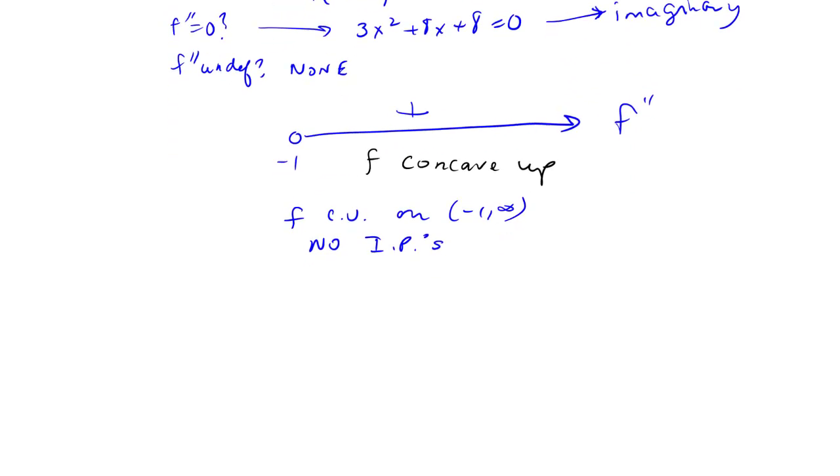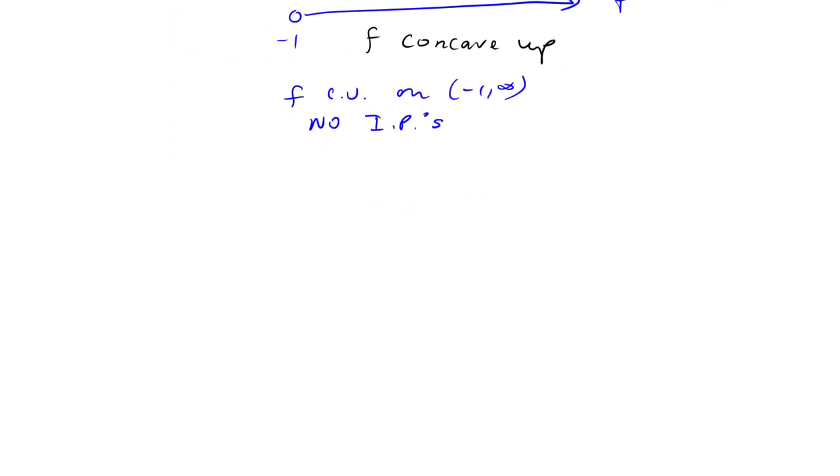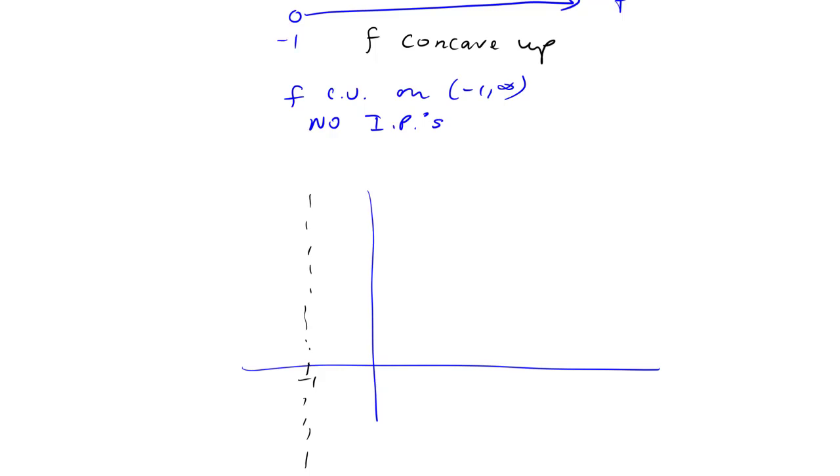Okay, so it seems like we're ready to sketch a graph here. We don't have a lot going on in this problem. So what did we see? We saw we had a domain starting at -1, and that was a vertical asymptote. And then we had an intercept at (0, 0), which also turned out to be a relative min.